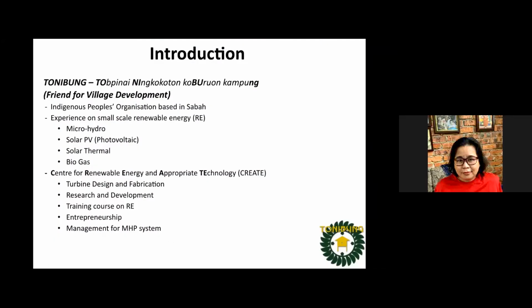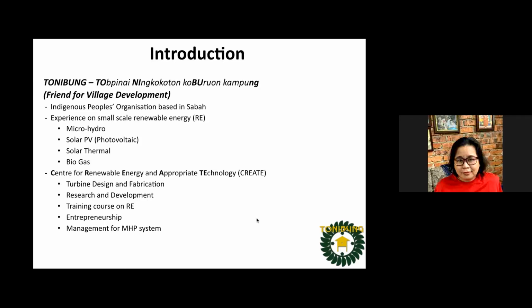My presentation today is about social enterprise in CREATech. Before that, I would like to introduce Tonibong. Tonibong is also known as Tobinay Ning Kokoton Kaburan Kampong. That one is in Kadazan. In English, it means Friends for Village Development. We are an indigenous people organization based in Sabah, Malaysia, with experience in small scale renewable energy: microhydro, solar PV, solar thermal, and also biogas.